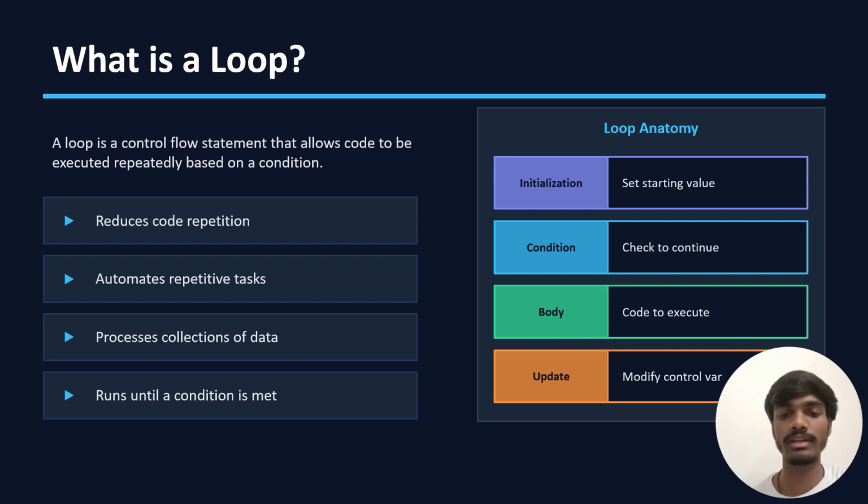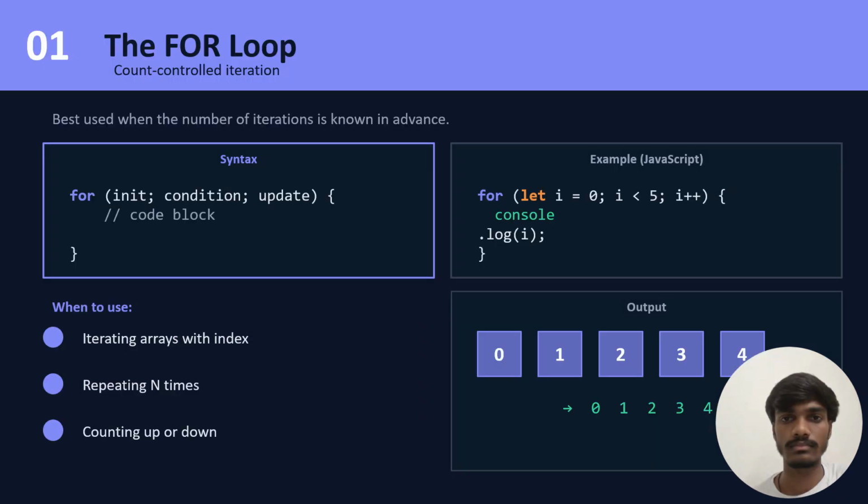Every loop generally has four main parts. First, the initialization where you set your starting value, and next is the condition, which the computer checks to decide whether to continue. And the last, the body contains the actual code you want to execute. Finally, the update modifies the control variable so the loop can eventually progress and end.